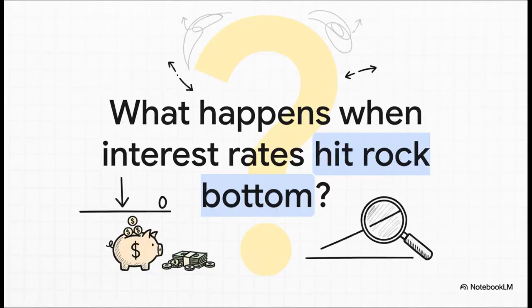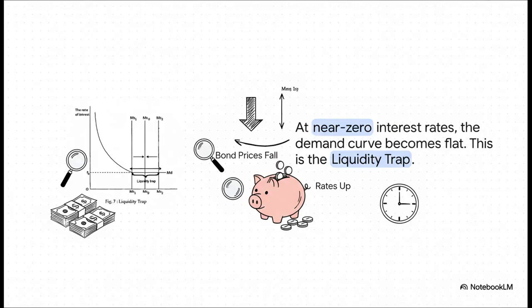So that leads to a really fascinating question, right? What happens if interest rates fall so low that they're practically zero? I mean, where can they possibly go from there? And this is the answer, the liquidity trap. When you get to near zero interest rates, pretty much everyone believes that rates have nowhere to go but up. And if rates are going to go up, what does that mean? It means bond prices are going to fall. So nobody wants to buy bonds. Everyone just hoards cash, waiting for that inevitable rate hike. The demand for money becomes almost infinite, and that curve goes completely flat.